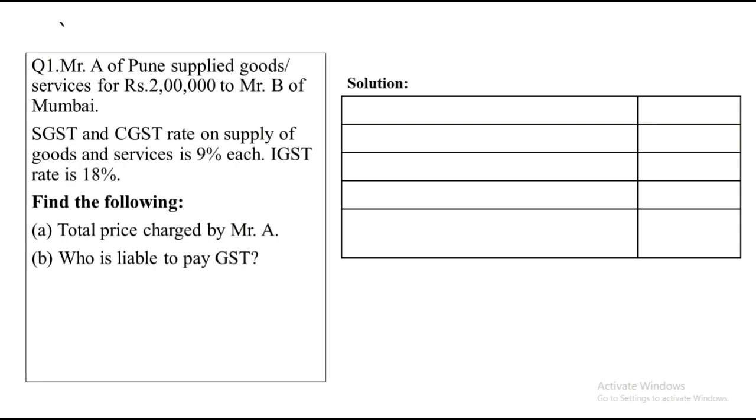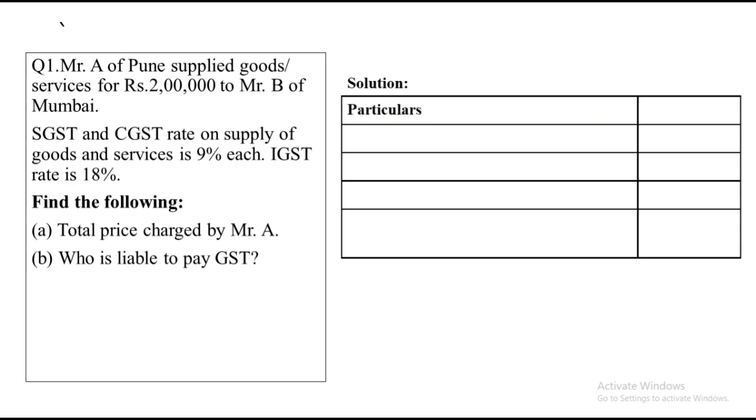Now, since Mumbai and Pune are both in the same state, the GST that will be applicable will be CGST and SGST. So we'll have to take 9% each. They've asked us to find, number one, the total price charged by Mr. A. Mr. A is the person who is going to supply and who is liable to pay GST. There are two things that we need to find, so let us see them one by one.